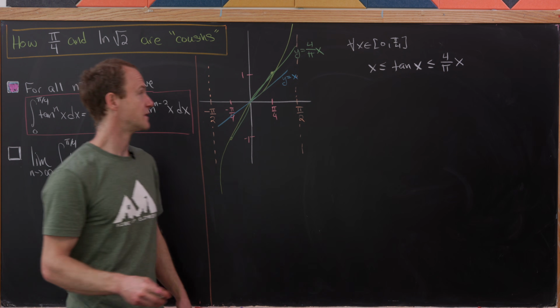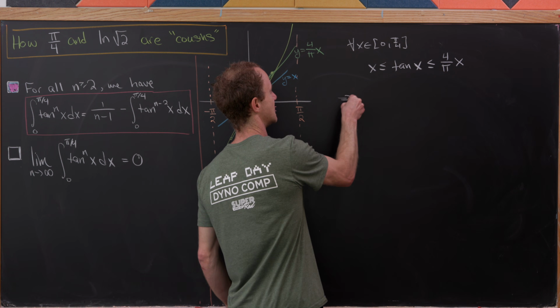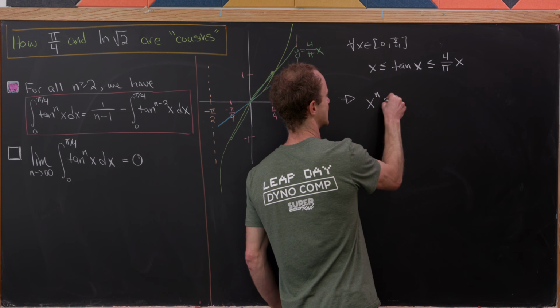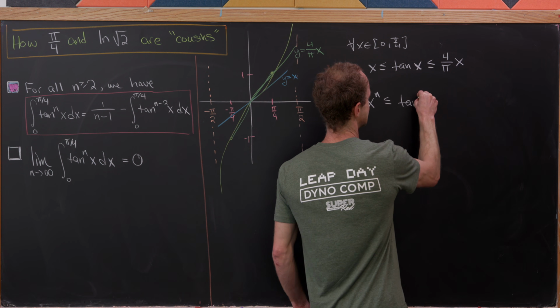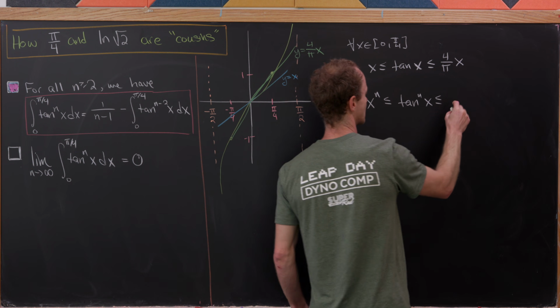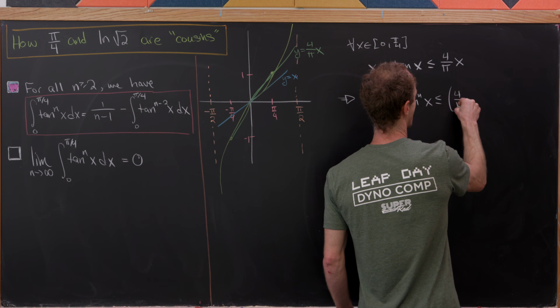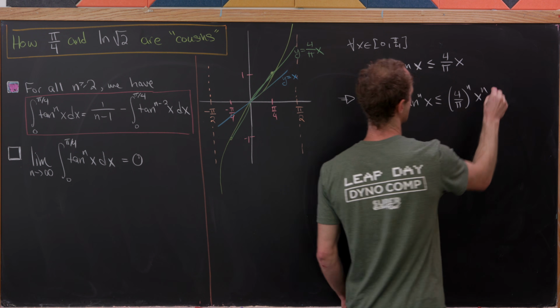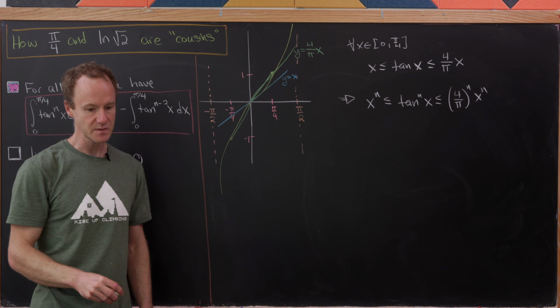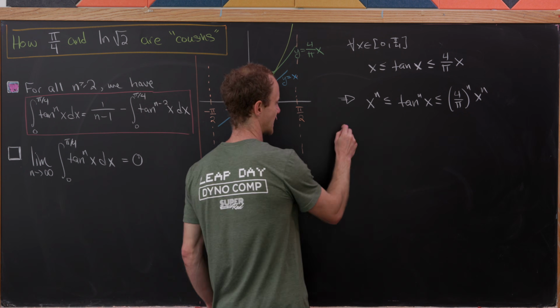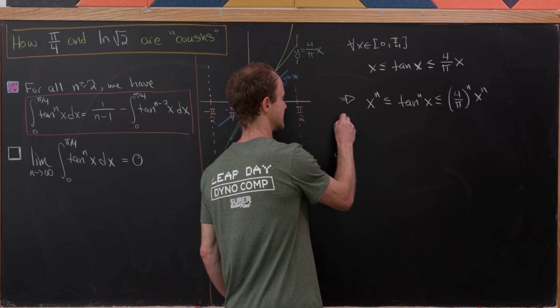Okay, so anyway, now let's raise this to the nth power, and we'll have x to the n is less than or equal to tangent to the n of x, which in turn is less than or equal to (4 over pi) to the n times x to the n. But now we can integrate both sides of this, or all three sides of this.